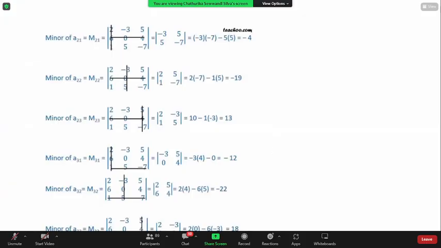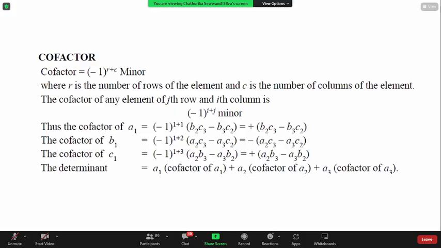Sometimes some students think minors are only with respect to the elements of the first row. No, that's not the case. For almost all the elements of the given square matrix, there are minors where you can find the determinant. So next one is the cofactor.